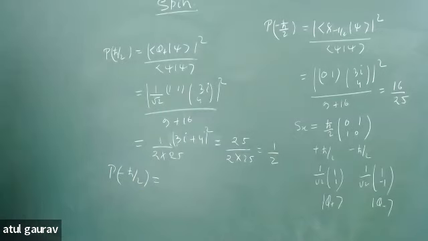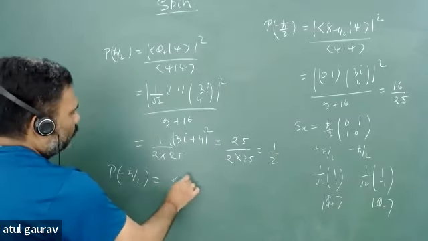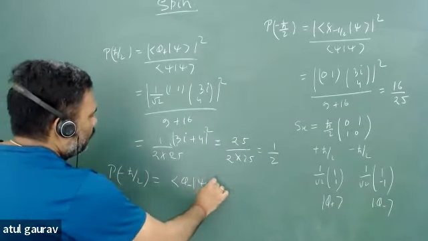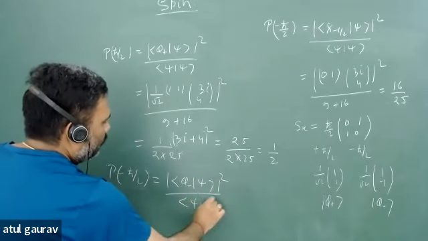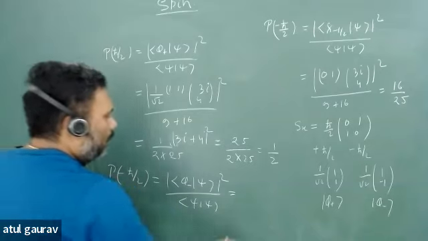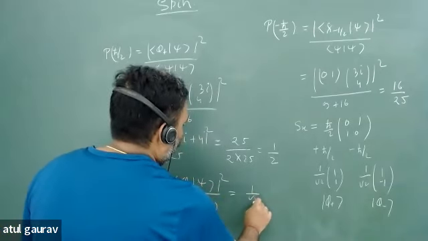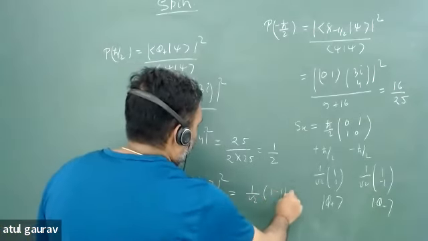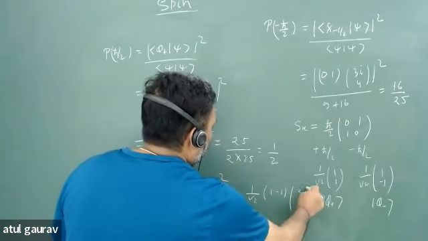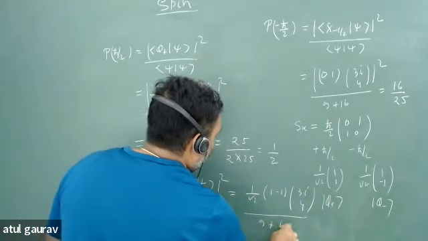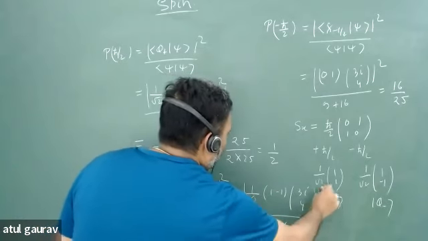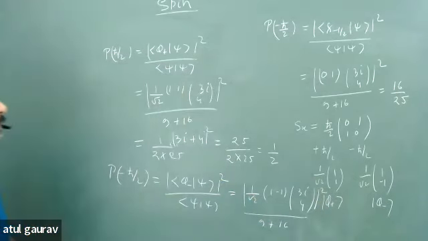Half. It should come out as 1 by 2, but we have to check it. Minus psi mod square psi psi, and you have 1 by root 2, 1 minus 1, and you have 3i, 4 upon 9 plus 16, and here you will take the mod square. So again, what will you get?